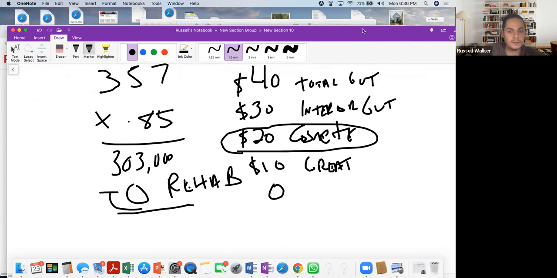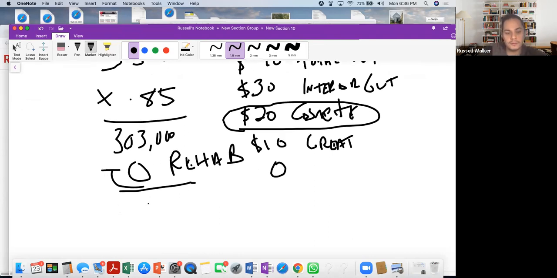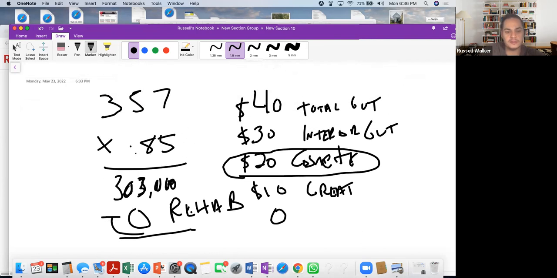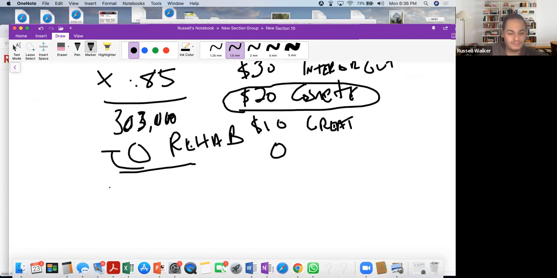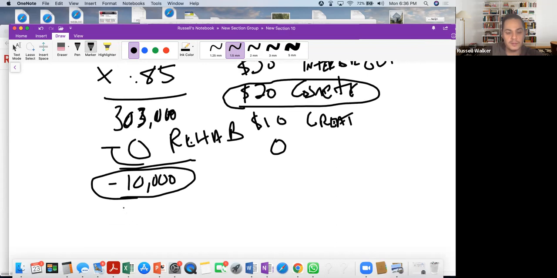So this property, I know I didn't show any pictures here, but I already know the condition of the home. So this is zero rehab. Our purchase price on this is 303, and of course, that's the 85%. And then of course you want to try to get a down payment. So let's say I want to make a $10,000 wholesale fee or assignment fee or down payment. My max cash offer on price is 293.